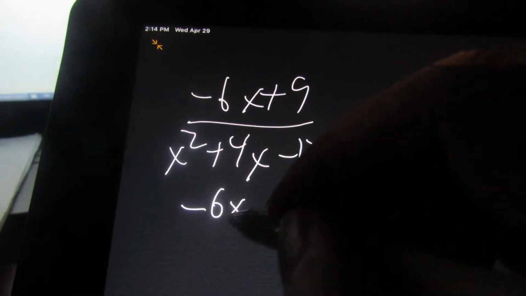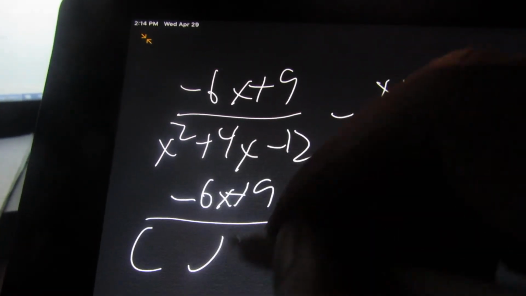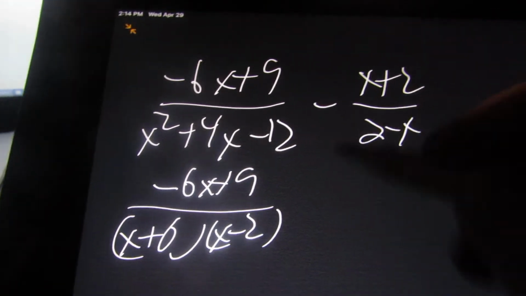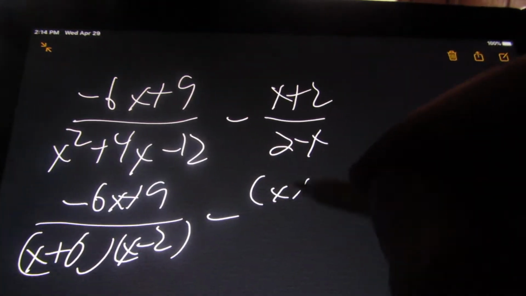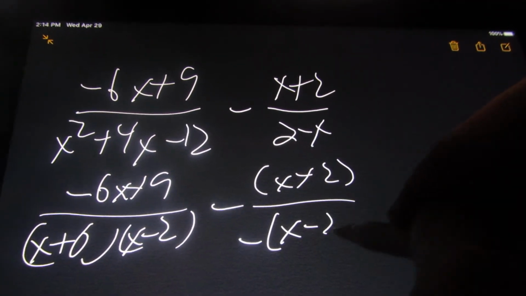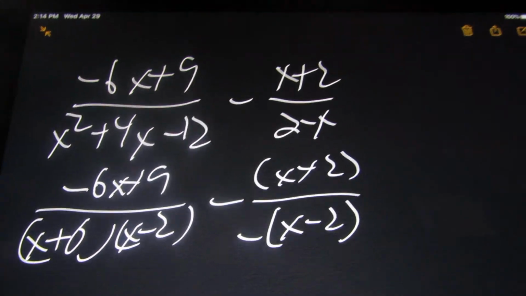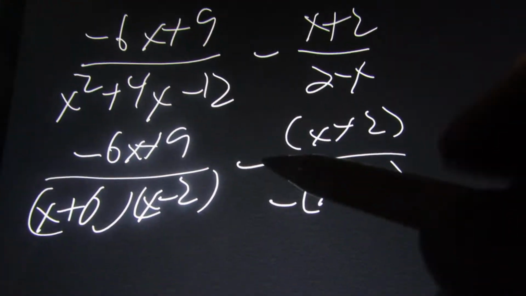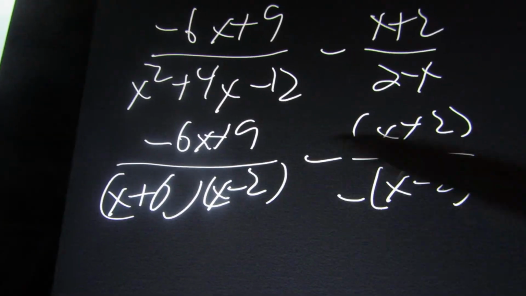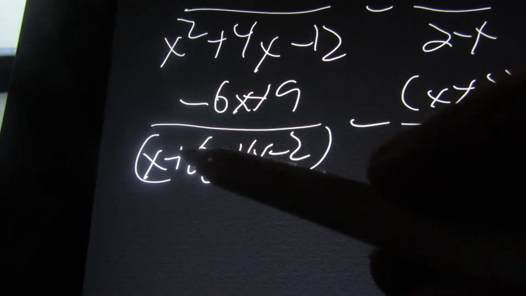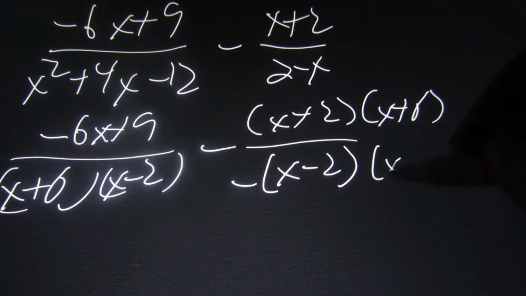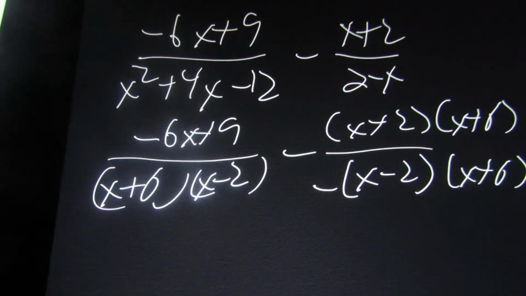So I have negative 6x plus 9 over (x plus 6)(x minus 2), minus (x plus 2) over negative (x minus 2). Okay, so I can move this to be plus and plus, so I don't need to worry about that. But I have an x minus 2 in both, but I don't have an x plus 6 in the second one. So I'm going to multiply both top and bottom by x plus 6.